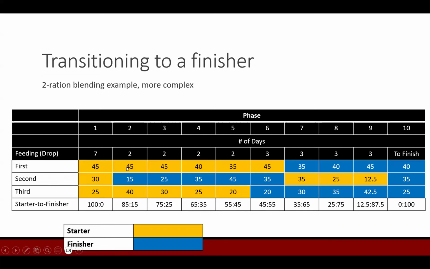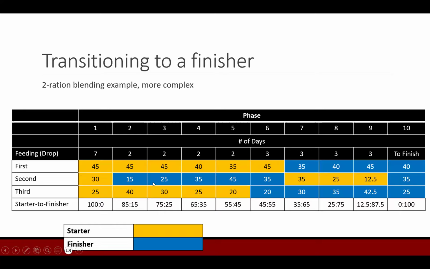Okay. So this represents when we're going to start transitioning to the finisher. So we're going to start with an 85-15 starter to finisher ratio. 45% of their daily feed call will solely come from the starter. That's going to be in that first drop. Okay. Then they're going to receive 15% of their daily feed call as finisher. Okay. And that's going to be 15%. That's going to happen in the second drop. And then this third drop is going to be starter again. And it's going to be 40% of their daily allocation.